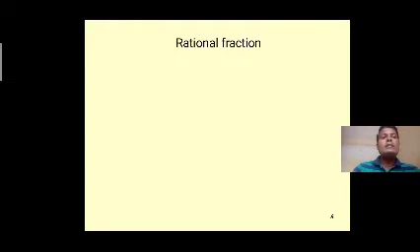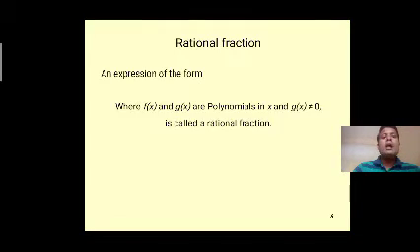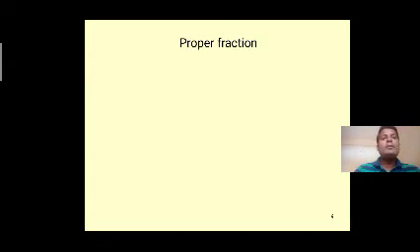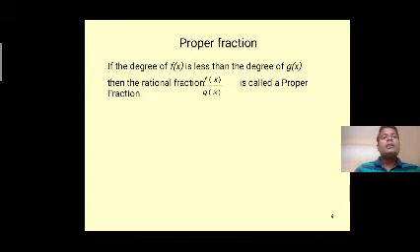Now we go to the rational fraction. An expression of the form f of x divided by g of x, where f of x and g of x are polynomials in x and g of x is not equal to 0, is called a rational fraction. Example, here we go to the proper fraction. If the degree of f of x is less than the degree of g of x, then the rational fraction f of x divided by g of x is called a proper fraction.